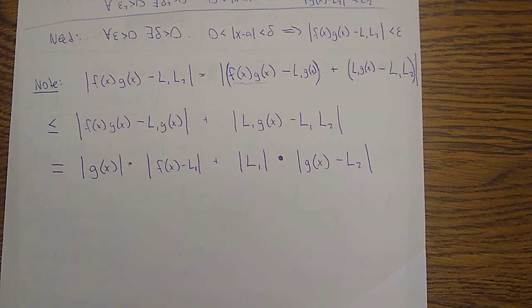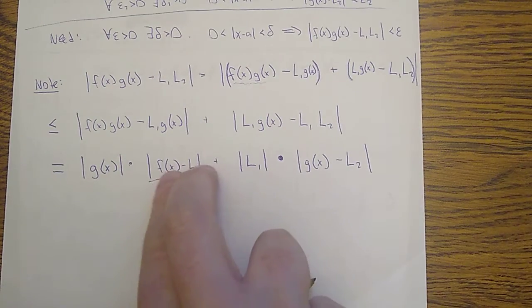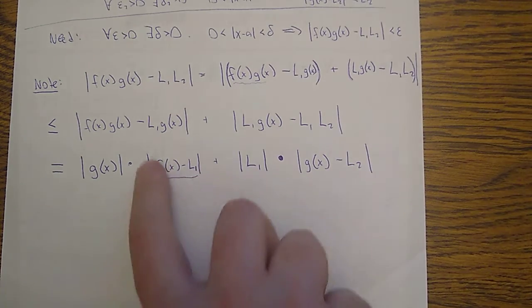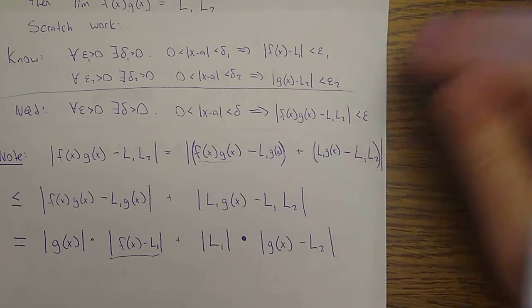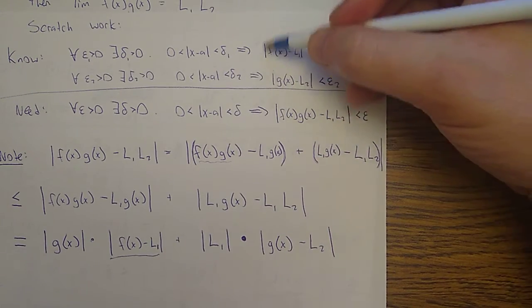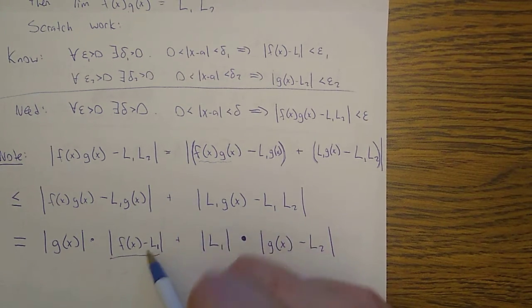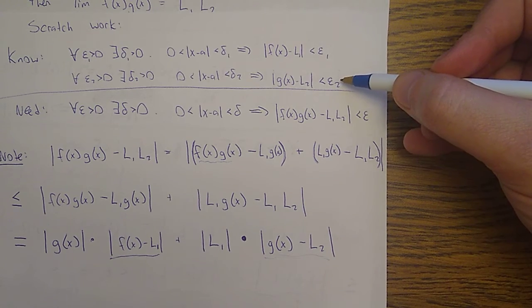So where does this put us? I like the looks of this because f of x is going to L1. This is a number that, hopefully, when I'm writing a formal proof, I could say is smaller than epsilon 1. That's here. I also like the looks of this. This is the number that I could say is less than epsilon 2.